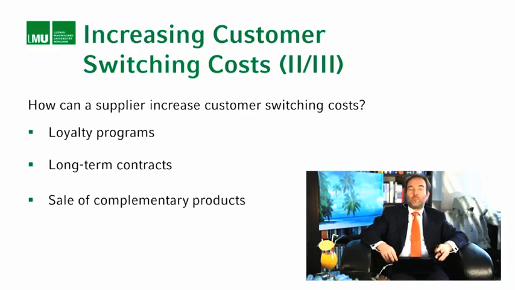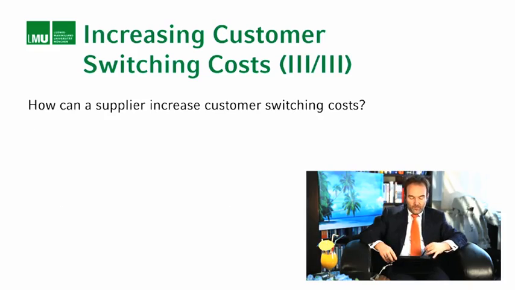The sale of complementary products. The more a consumer has bought that makes my system, that makes my product profitable, for example complementary products, the less likely he's going to be to switch, because he would have to repurchase all these complementary products for the new product, for the new good. And that's going to increase the switching cost that he faces.